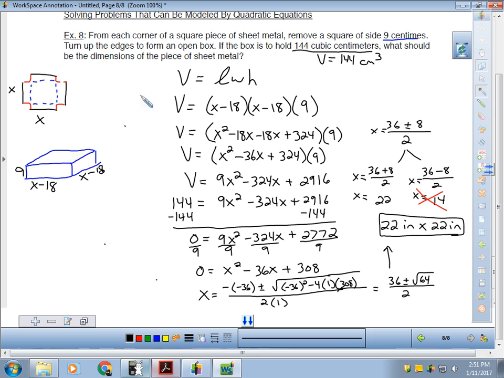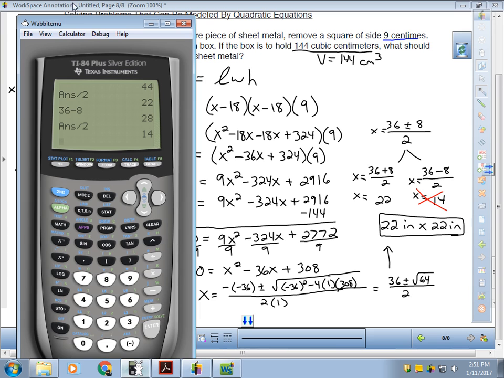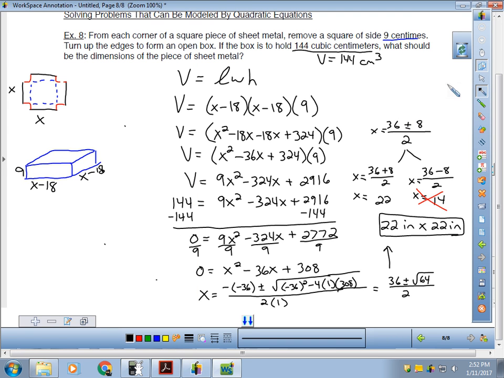And so we can actually check it and see if we're correct. If we plug 22 into this equation, let's see if we get 144. So go over here, parentheses 22 minus 18, close parentheses, parentheses 22 minus 18, close parentheses, times 9. And look, we do get 144 as the volume, which is what we were supposed to get. So we did do it correctly. So it's a 22-inch by 22-inch piece of sheet metal.